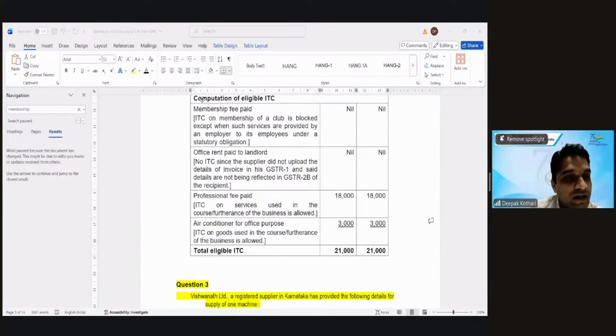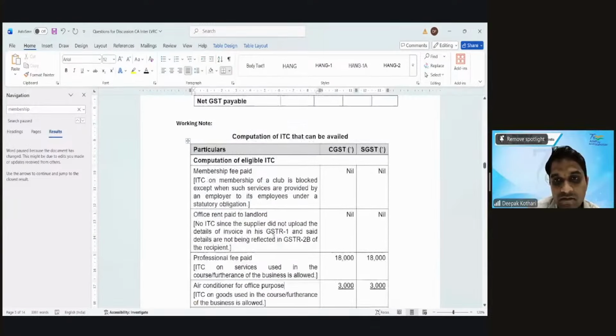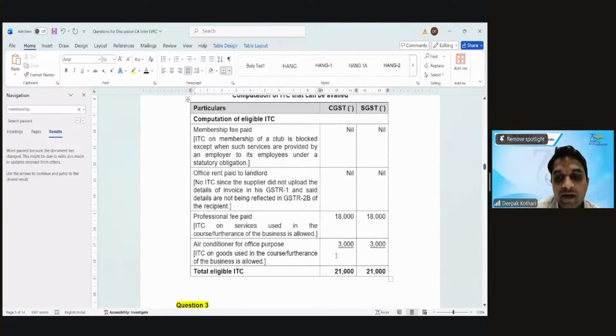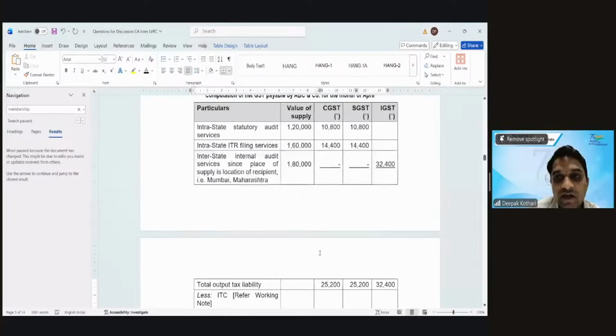IGST is not there, Miss Kushi. Second, used for business, that is office rent. Yes, it is available. But you have other conditions also, Mr. Nagraja, that the supplier should have uploaded. He has not uploaded. Oh, Kushi, you meant on payable. Okay. Fine. So my credit is 21,000 each.